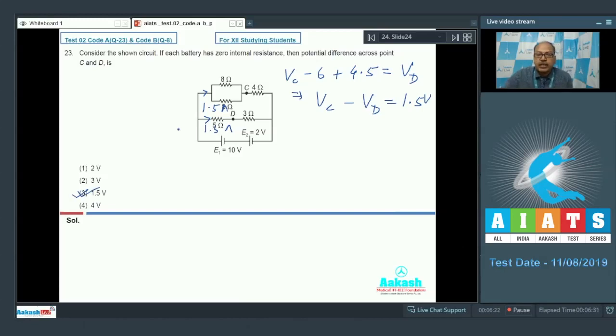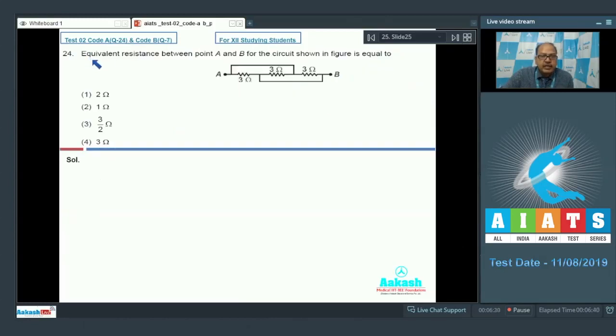Let's go to question 24 now. Question 24 says equivalent resistance between point A and B for the circuit shown in the figure is equal to. In this figure we can see that potential of this point is same as potential of A, so we can put it as A, and similarly this point has same potential as that of B, so we can put it as B only.